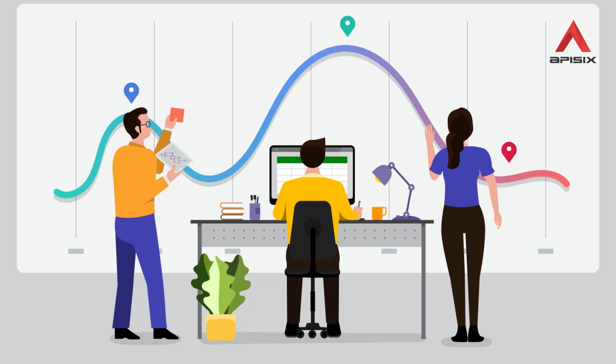Engineering teams can monitor and troubleshoot API issues. Product teams can understand API usage and its business value. Security teams can detect and protect from API threats.